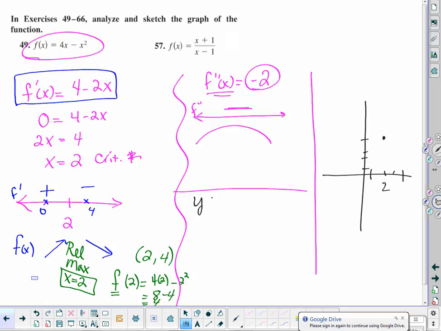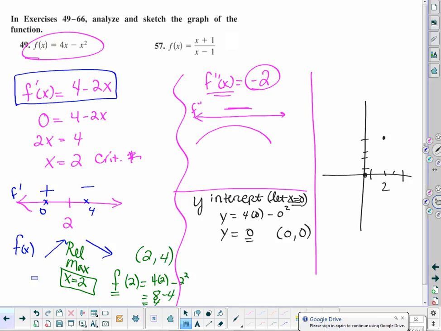So the y-intercept says let x be 0, right? Let x equal 0. So if I throw 0 in for x, I'm going to have y equals 4 times 0 minus 0 squared, coming back to the original function. That gives me 0. So when x is 0, y is 0, that gives us the ordered pair (0, 0). That's a huge help right there.